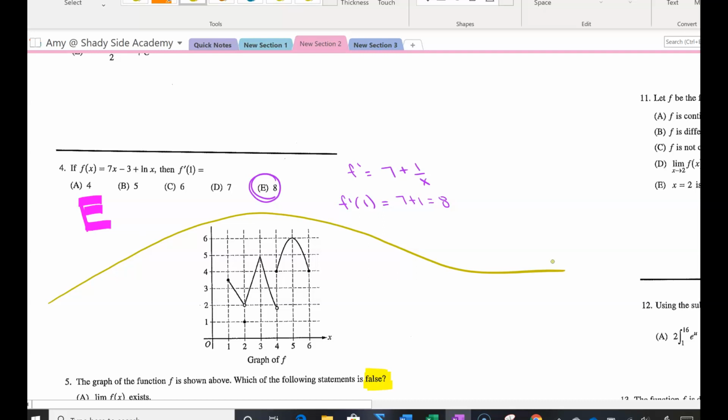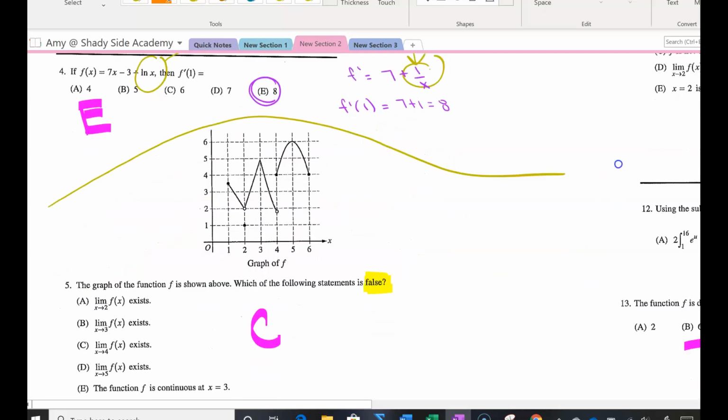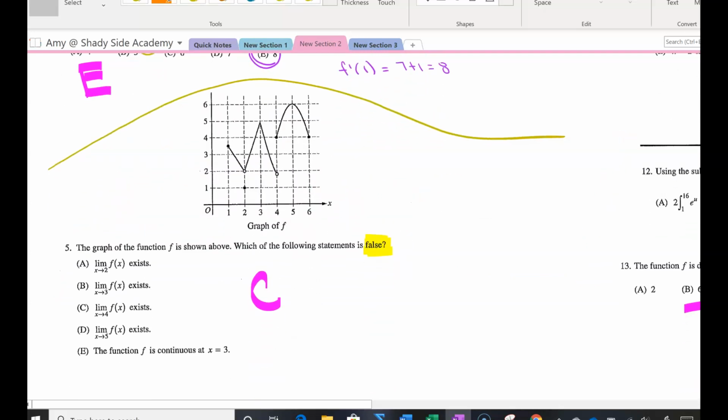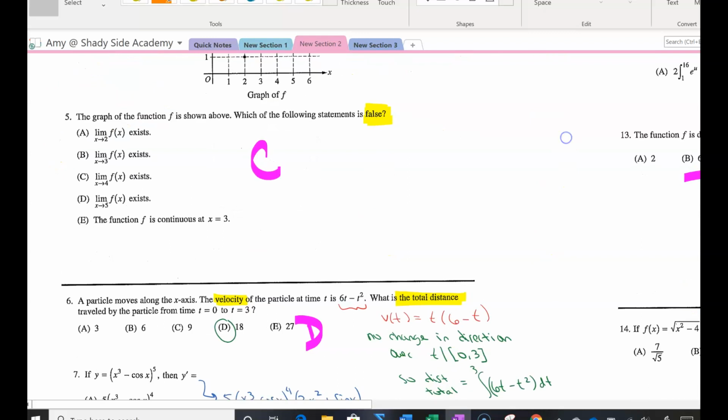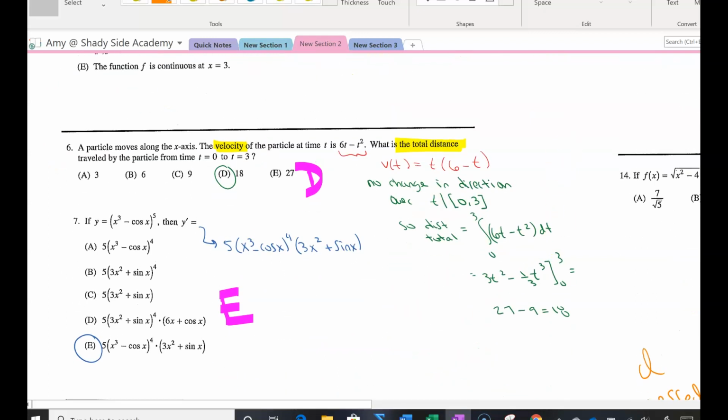Let's see, what I would say is the most common mistake for question number 4. In my experience grading, most people lose the 1 over x right there. They just forget, being careless. Number 5, which of the following statements is false? Again, fairly self-explanatory. Not a whole lot going on there.